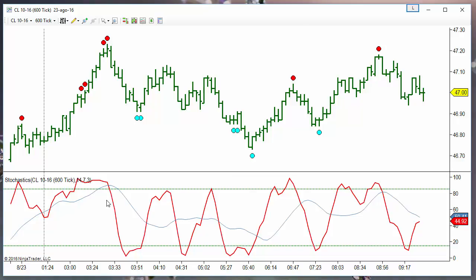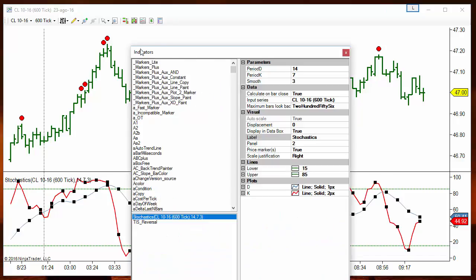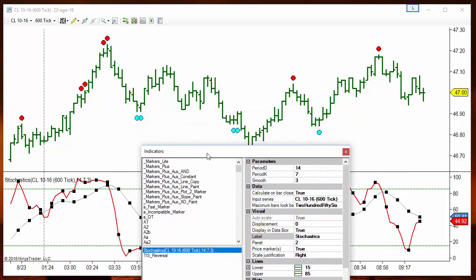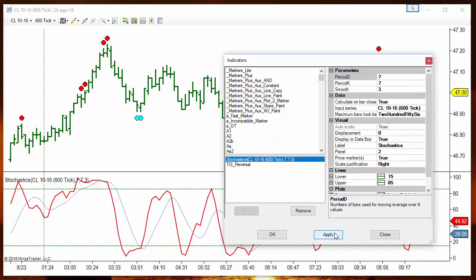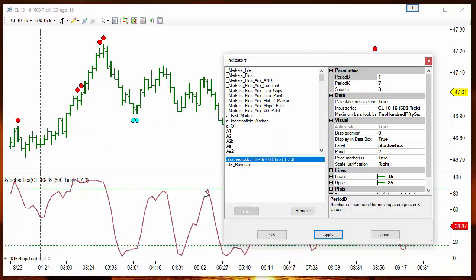We have two ways to create a signal. One is using the second line, the D line. The D line is an average of the first line. As we can see, if we make the period smaller, the two lines become more similar, and using a period of one, both lines are overlapped.